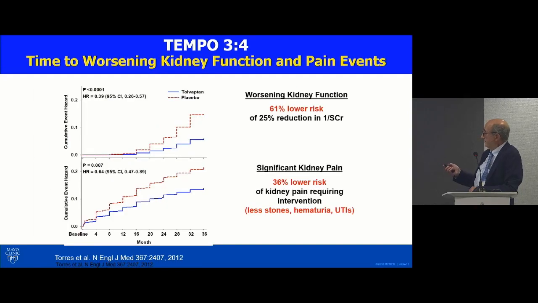Now, on kidney function, the effect of tolvaptan started to be seen only in the second year of the trial, whereas the effect on kidney pain started to be seen right away after the initiation of the trial. And the effect on kidney pain was mostly related to fewer stones, hematuria, and episodes of urinary tract infection.